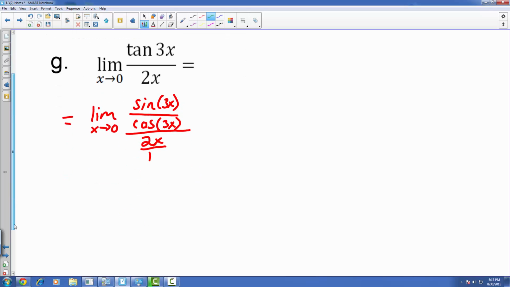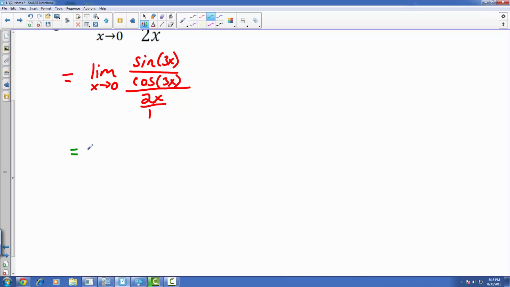So we can go ahead and rewrite this such that we have the limit as x approaches 0 of the sine of 3x all over the cosine of 3x divided by 2x all over 1. Well, again, anytime you're dividing by a fraction, really you're multiplying by the reciprocal of the second fraction. So let's go ahead and change what that looks like.